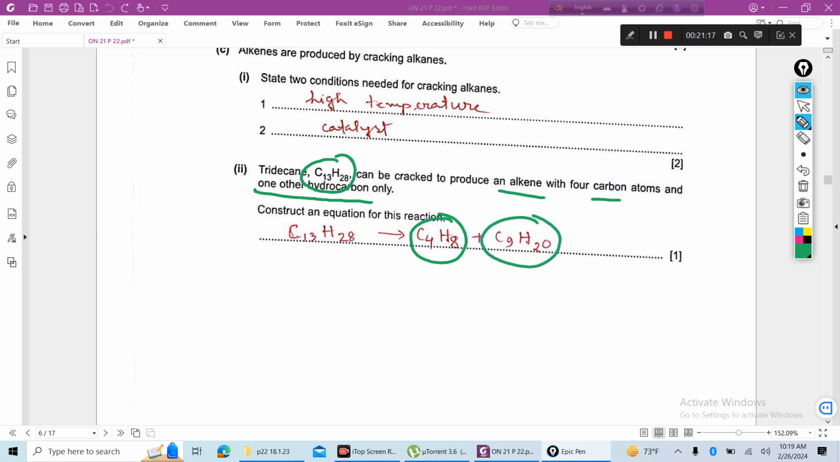Total 13 carbon, C4, 13 minus 4, you will get 9 carbon. Hydrogen 28 minus 8, you get 20. So this is the alkene, this is the alkane. Left hand side 13 carbon, right hand side 4 plus 9, 13 carbon. Left hand side 28 hydrogen, right hand side 8 plus 20, 28. All carbon and hydrogen atoms on both sides are equal.